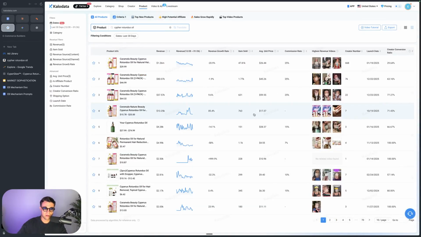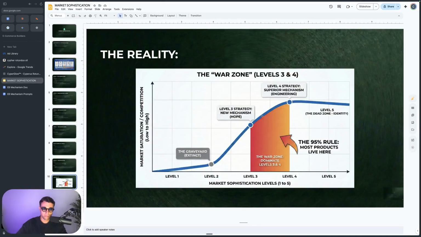If we look at it on Calodata, you can actually see in the last 30 days, this product alone has done 1.2 million. So insane. So this is slowly going to start moving up because of the market saturation, so this blue line here is essentially the market saturation in the competition. This is starting to get more and more saturated. So we're starting to move past level 3 up into level 4.